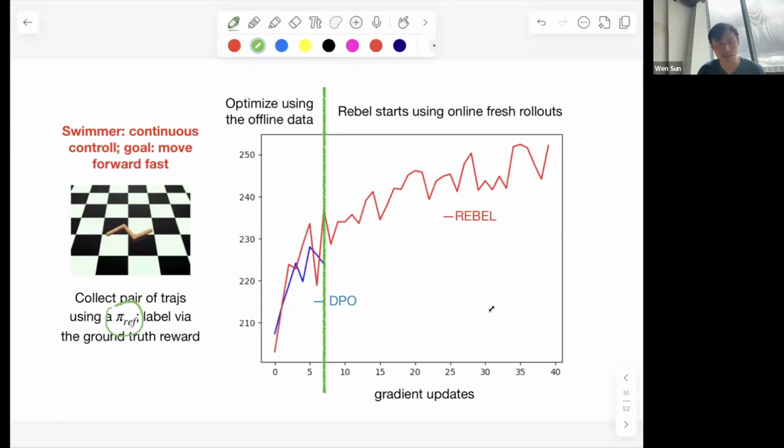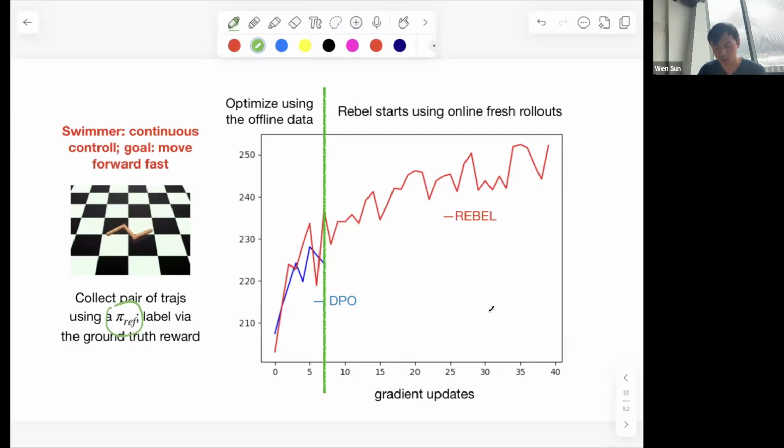trajectories. And then I label the pairs of trajectories using the ground truth reward, meaning that if trajectory 1 has higher total reward than trajectory 2, I just say trajectory 1 is preferred over trajectory 2, and vice versa. So I create a dataset that consists of, let's see, 5,000 pairs of trajectories and labels. Okay, and now I can do DPO, and I can do reward modeling and Rebel, for instance.